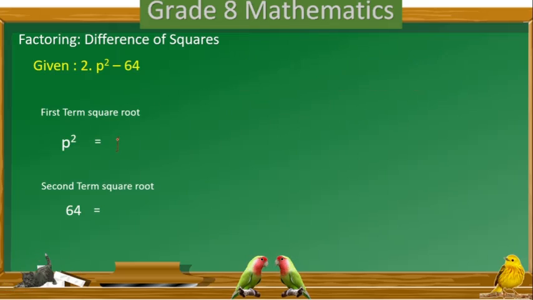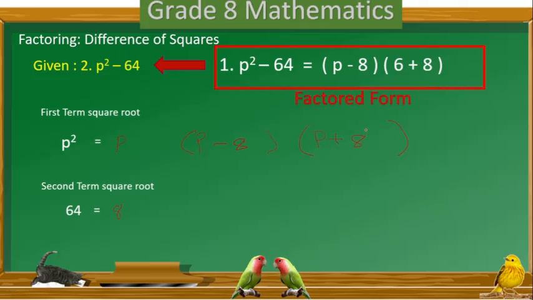So this is 64, the square root of 64 is 8. So the same procedure, you make two parentheses, then put the square root of the first term, as we did here, then the given sign, negative, then 8, then here the sign is opposite, positive 8. That's it.